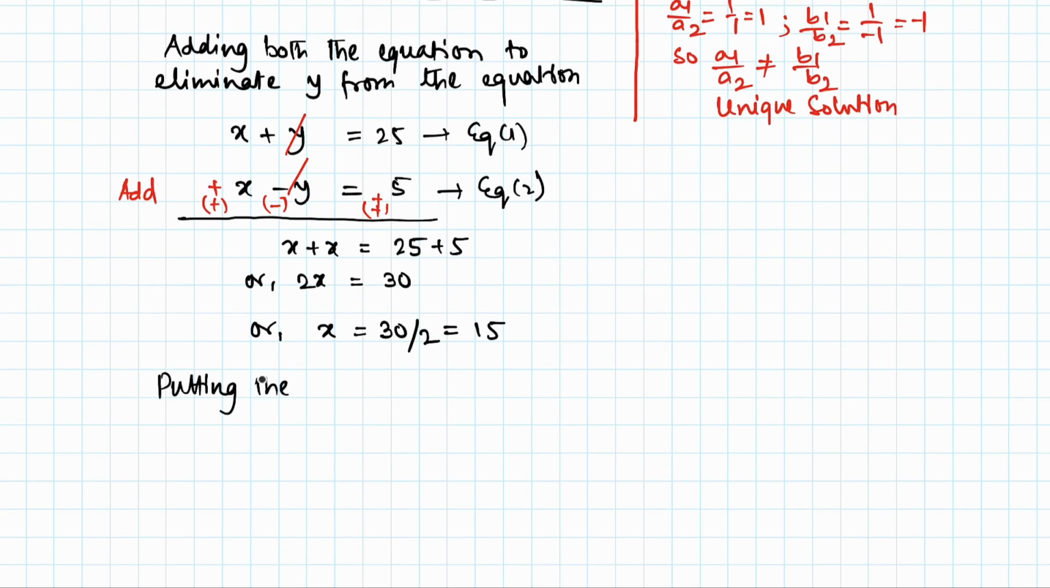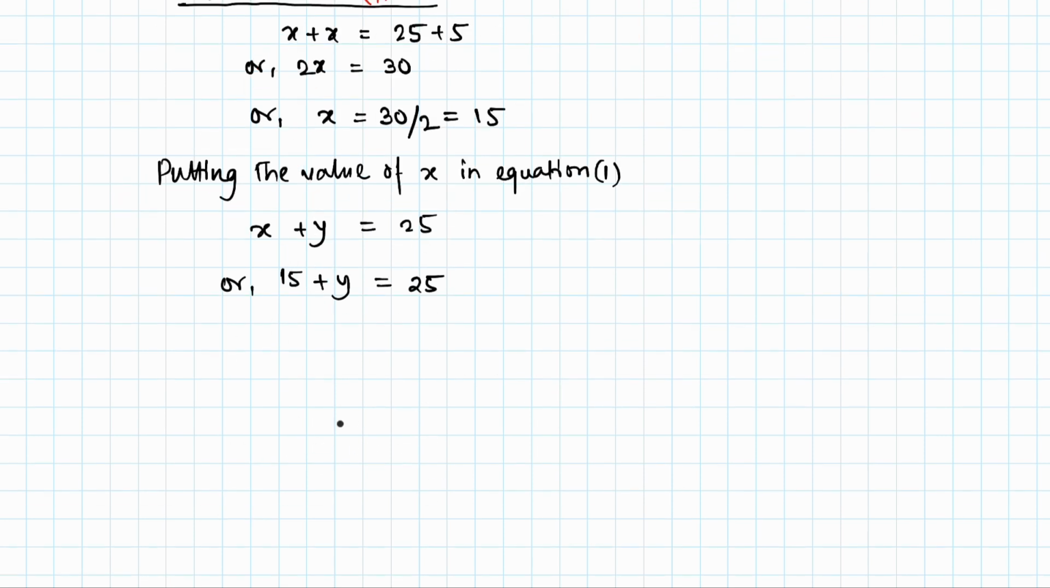Now putting the value of x in equation 1 in order to solve for the value of y. So x plus y is 25, or 15 plus y equals 25. So y becomes 25 minus 15, which is equal to 10. So we got x equal to 15 centimeter, y equal to 10 centimeter.